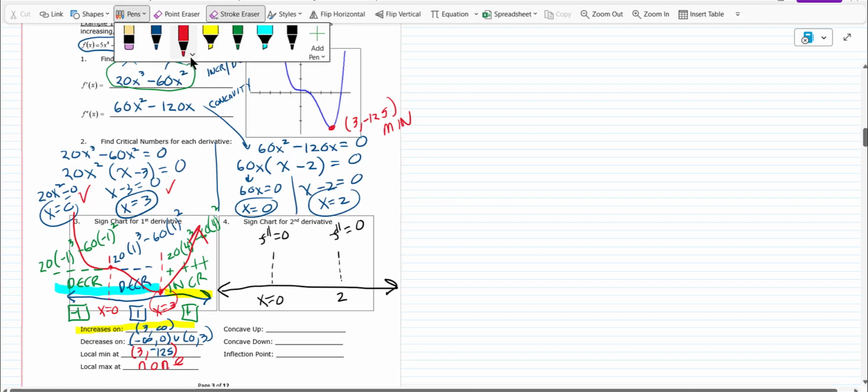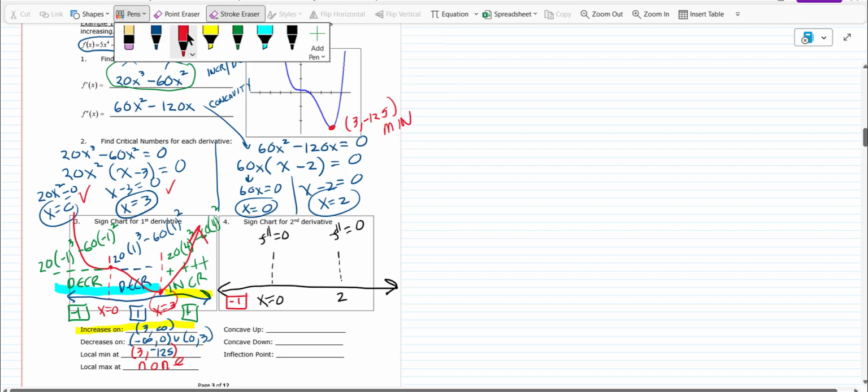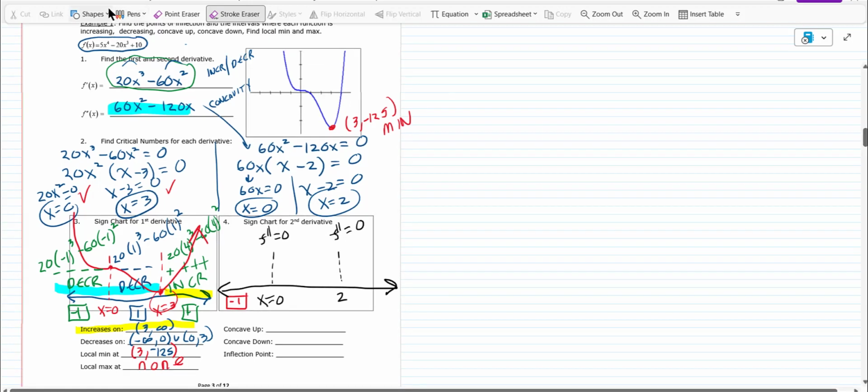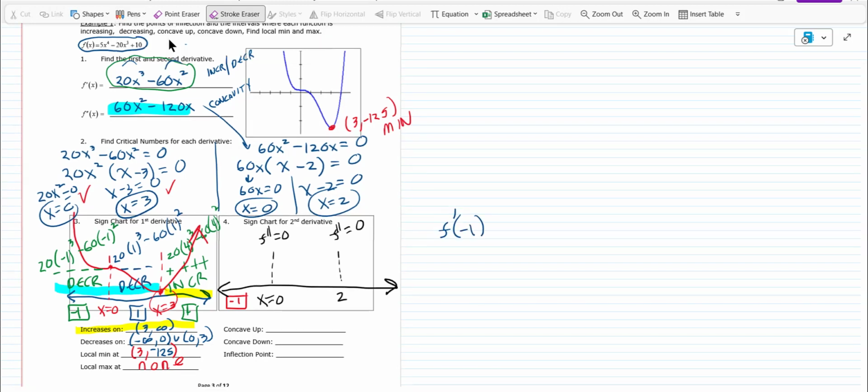So now it's just a matter of using test points. Where do I plug the test point in? The second derivative. So plug that into the second derivative, and I'm just going to do this at the side. If I do f double prime of negative 1, I'm doing 60 times negative 1 squared minus 120 times negative 1. That'll be 60 plus 120. That's positive, so that means you're smiling. That means the graph is concave up. The graph is happy because the second derivative is positive.